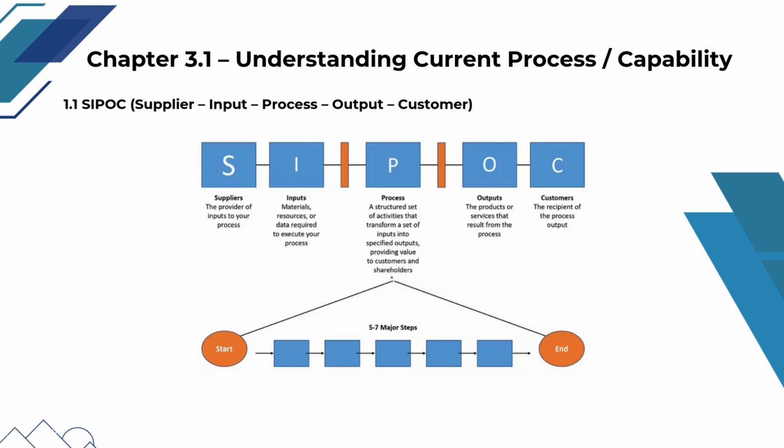In Chapter 3.1, SIPOC helps the team quickly understand the existing process capability, clarify customer touchpoints, surface obvious gaps or mismatches between inputs and outputs, and set a solid foundation for deeper process mapping, baseline capability analysis, and informed design decisions in later DMADV phases.